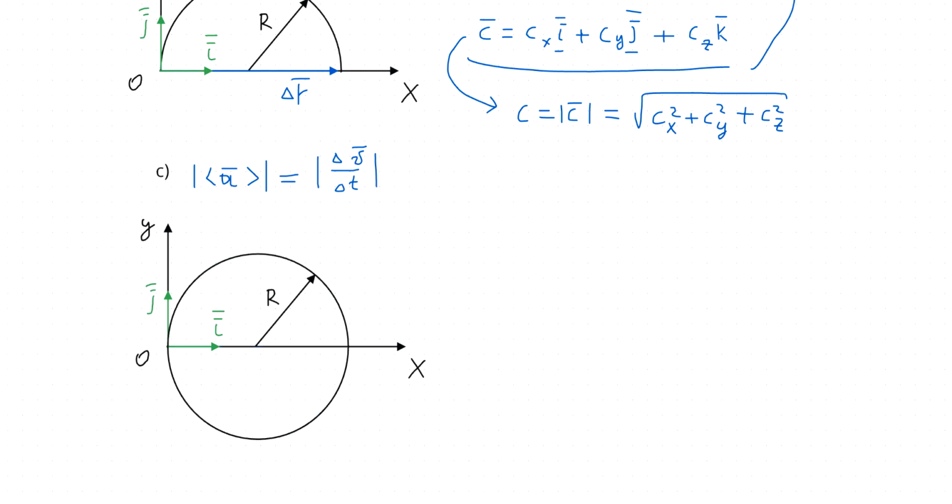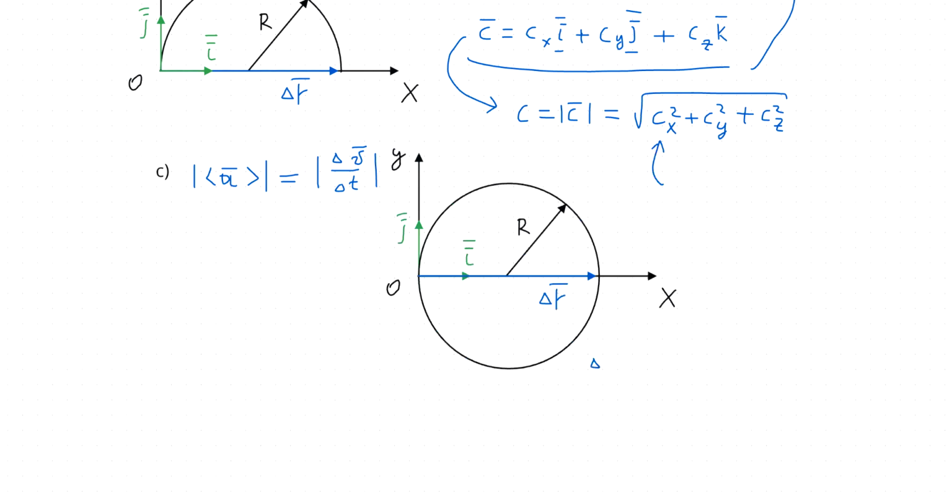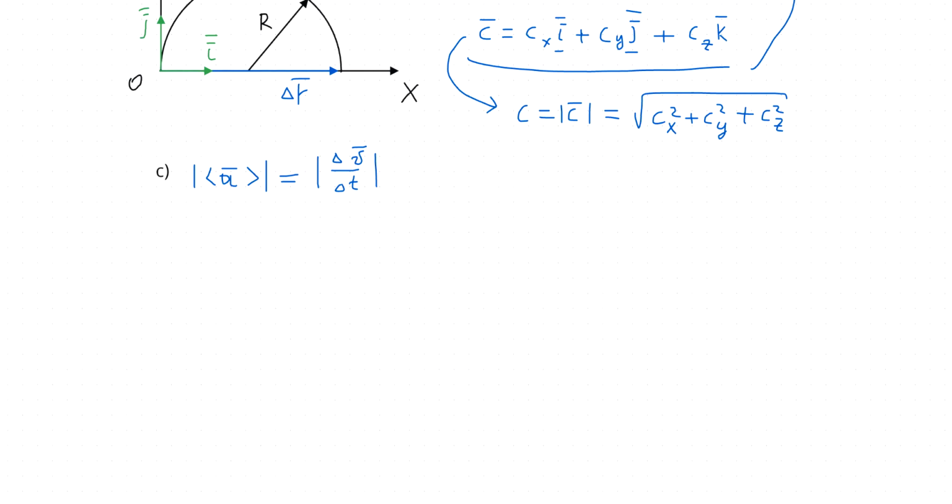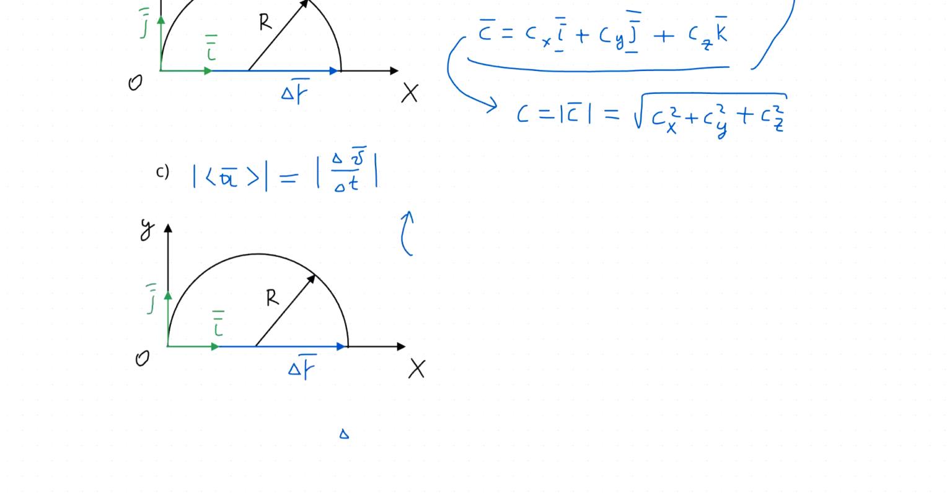But why did this half of a circle appear again? I cannot understand.